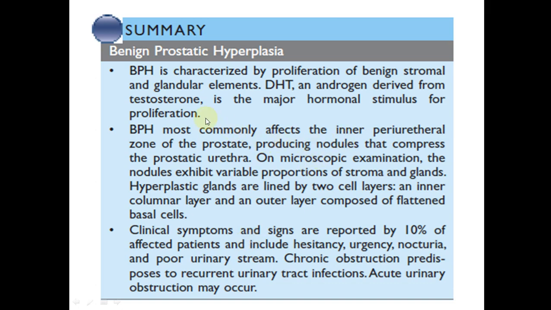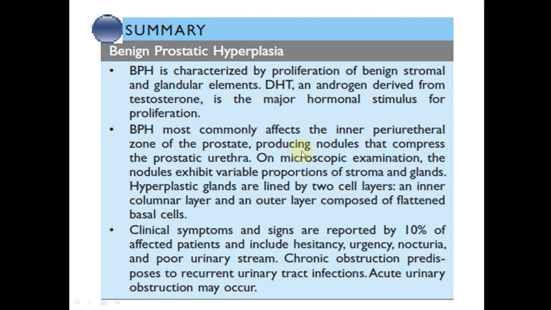So coming to the summary of benign prostatic hyperplasia, we know that this is the non-cancerous, benign stromal and glandular hyperplasia and hypertrophy of the prostate gland. And we know that by the action of 5-alpha reductase, testosterone is converted into dihydrotestosterone, which is the major stimulus for the proliferation of the glandular and connective tissue elements of the prostate gland.